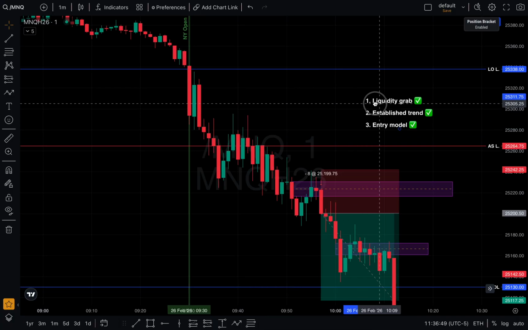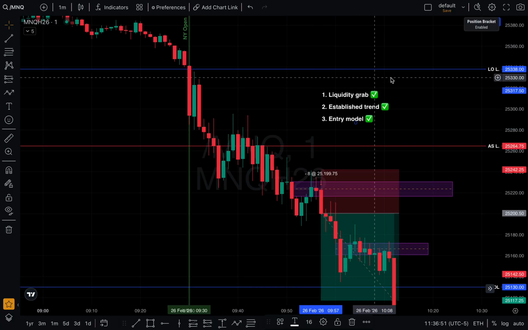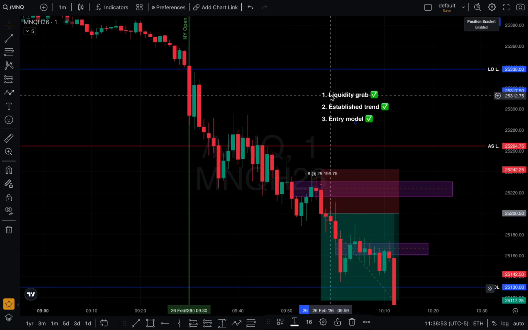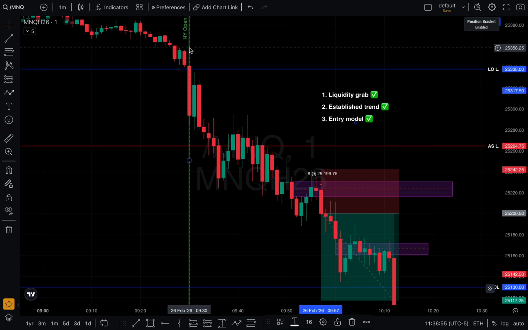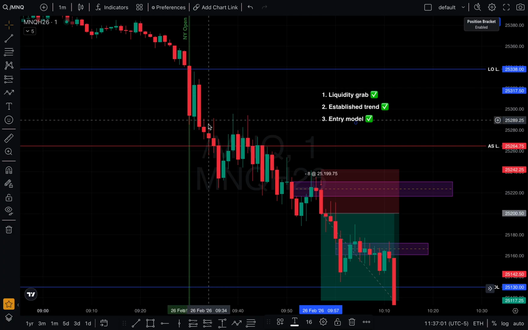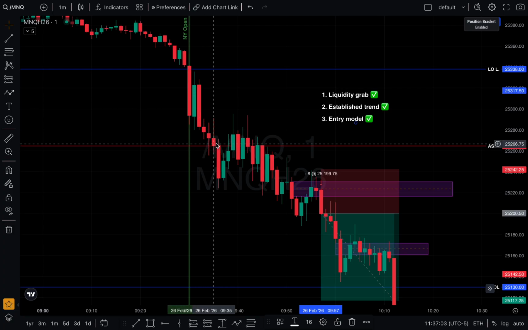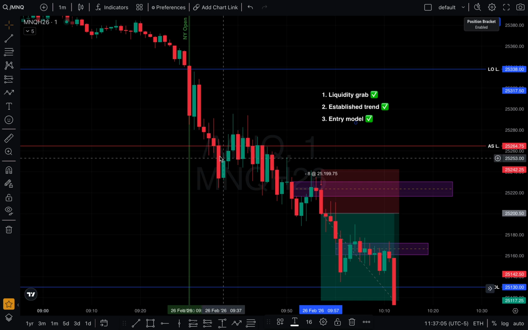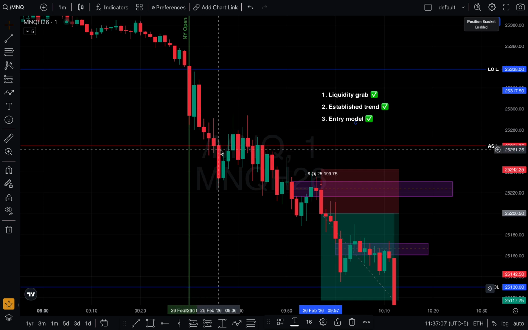Here we have the three-step process that I've outlined before. So step one, liquidity grab. As you can see, during the New York Open, we immediately grabbed London low. Price continued past it, grabbing Asia low. So the thing about liquidity is that these are two significant levels.